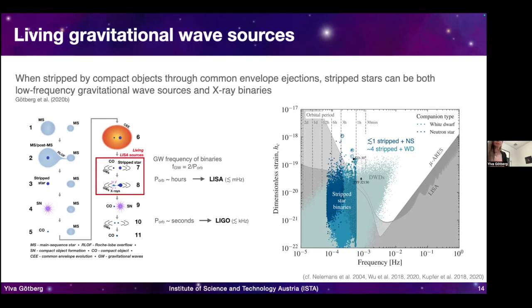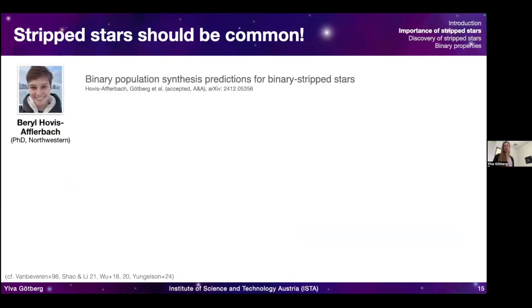So I've been talking quite a lot about these stripped stars, but maybe the audience hasn't really heard about that. If I would ask, what type of spectrum does such a star have? What's the spectral type? Or how many of these objects should there be? This is not something that is very clear, right?